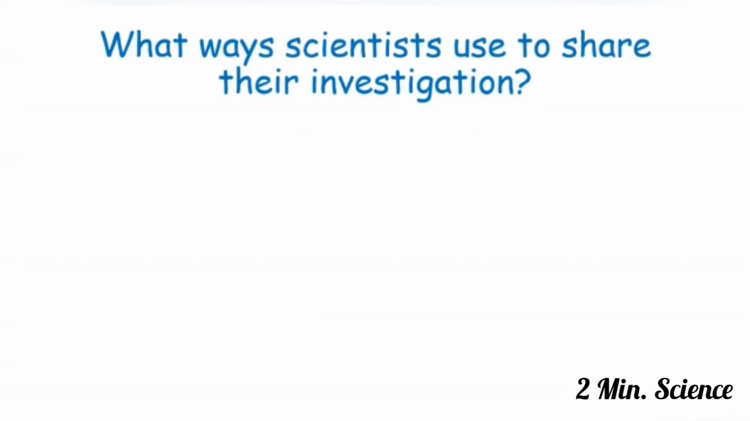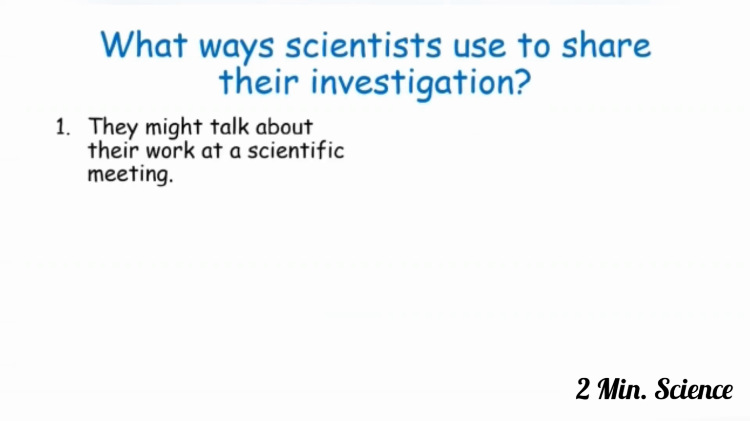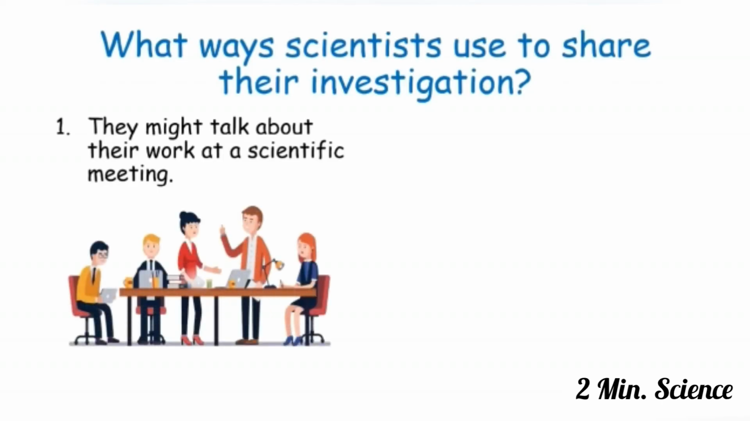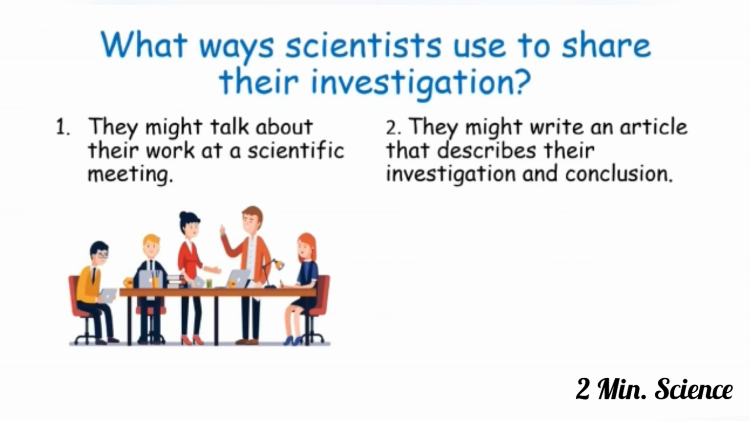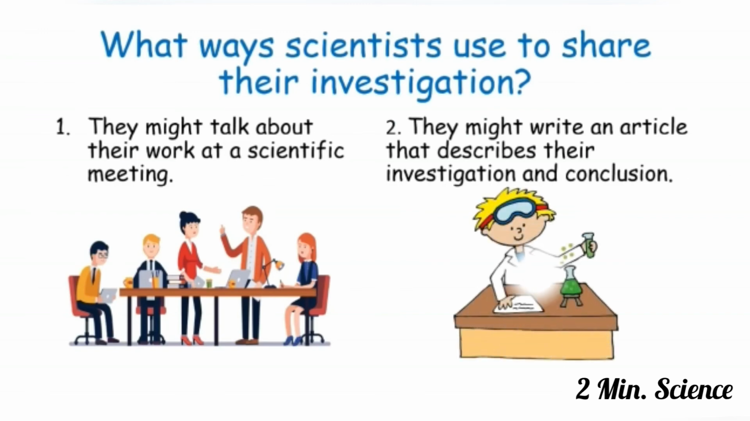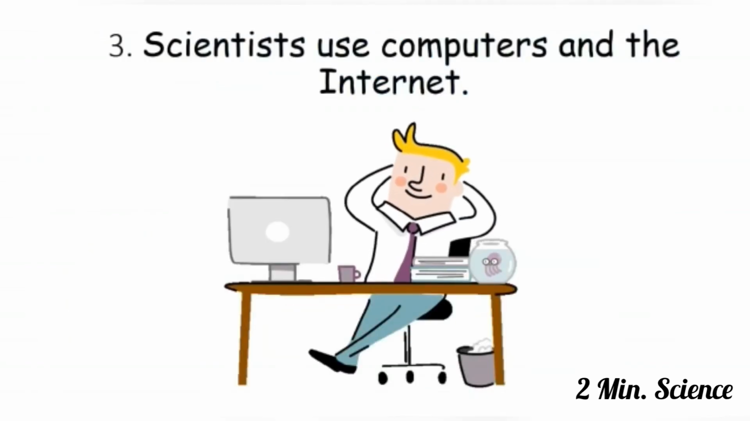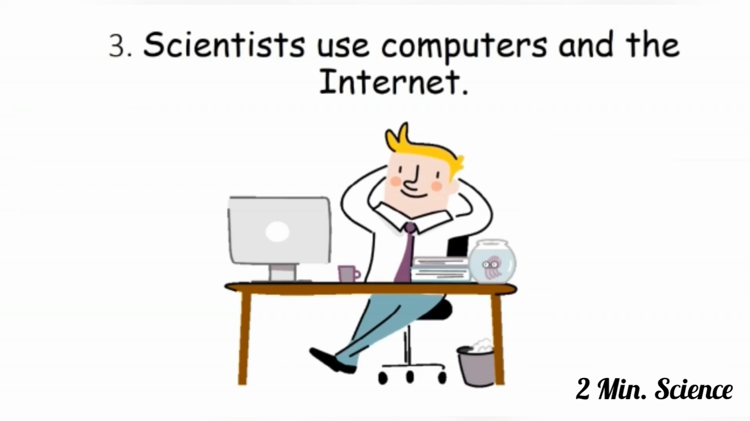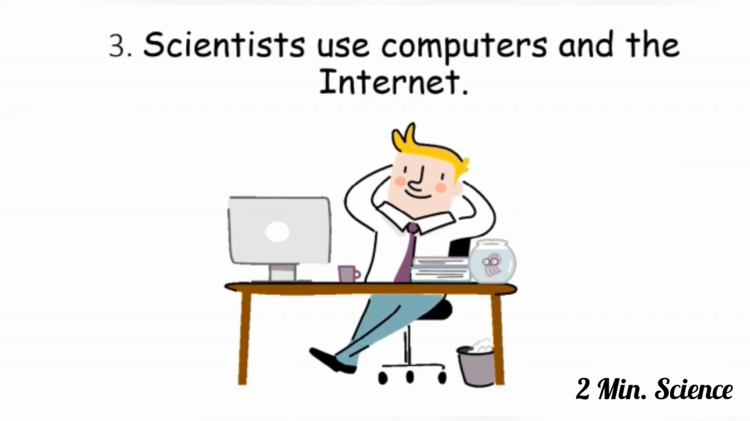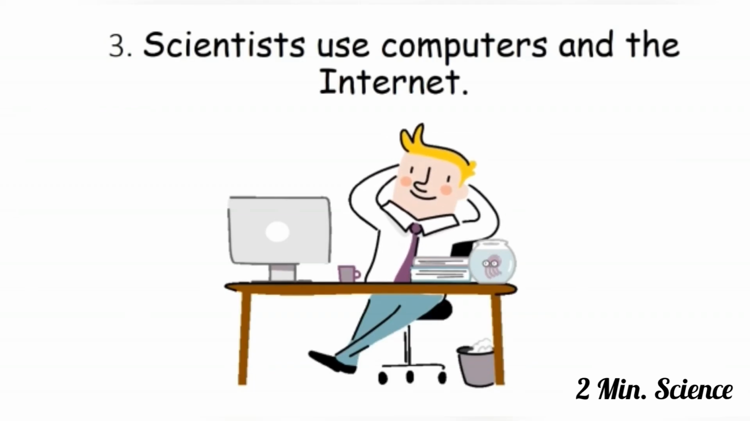Now let's learn the ways the scientists use to share their investigation. Number 1, they might talk about their work at a scientific meeting. Number 2, they might write an article that describes their investigation and conclusion. Number 3, scientists also use computers and the internet to share their investigations.